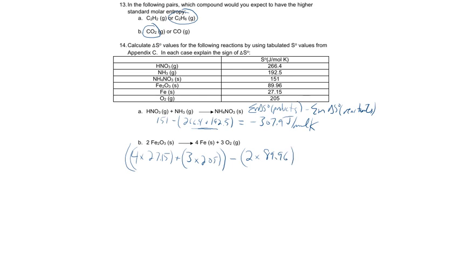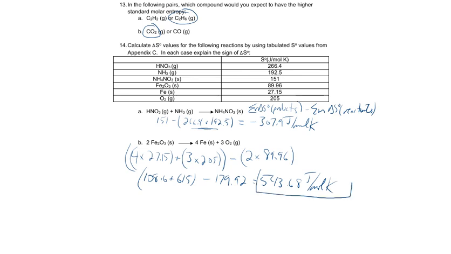Alright, you do that out, and really what do you get there? You get 108.6 plus 615 minus 179.92, and that's going to equal 543.68 joules per mole Kelvin. So this is really just watch your calculator there. That's the big part of the problem there.